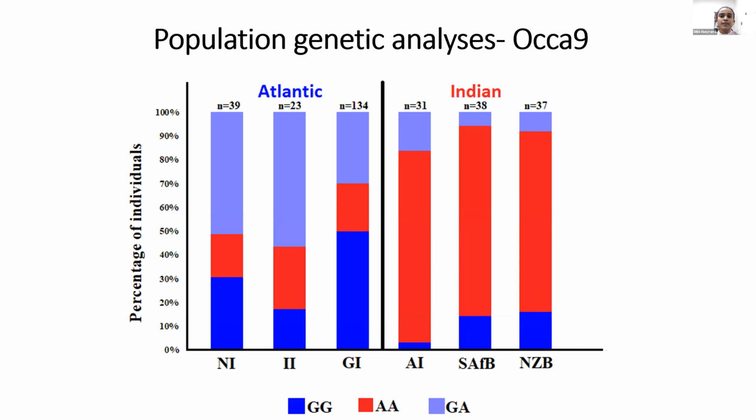And interestingly, in this nuclear marker, we were able to see some genetic differentiation within Atlantic yellow-nosed albatross. As you can see in this bar plot, most of the individuals from Nightingale and Inaccessible Islands were heterozygous, with a G and an A at the particular SNP, while most of the individuals from Gough Island were homozygous for G.